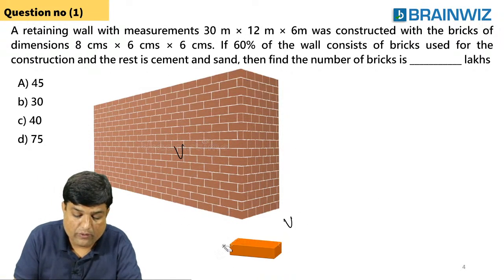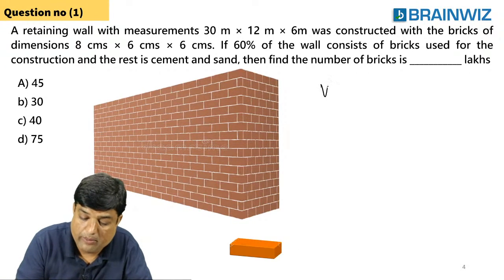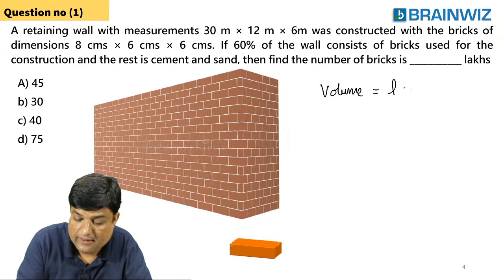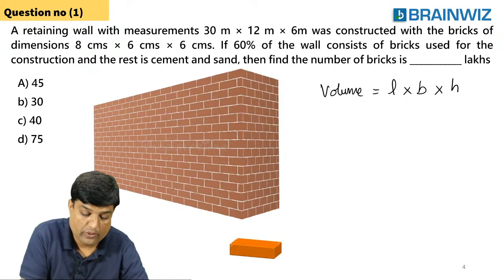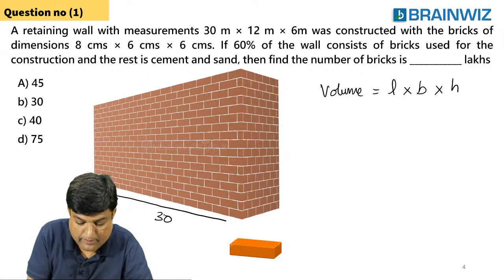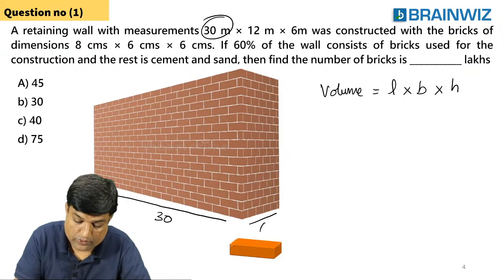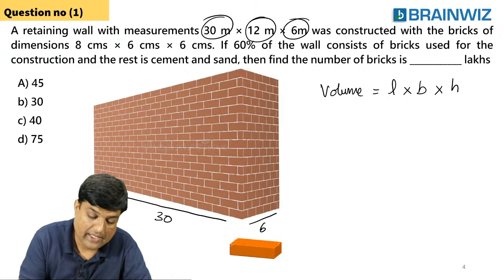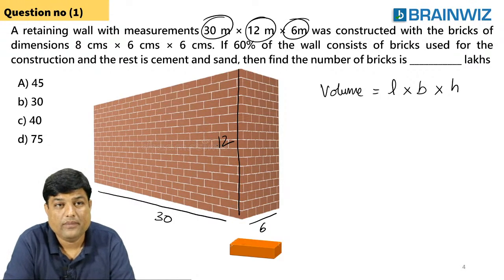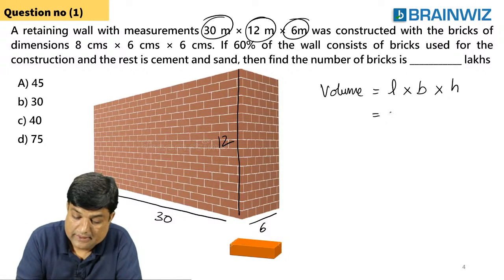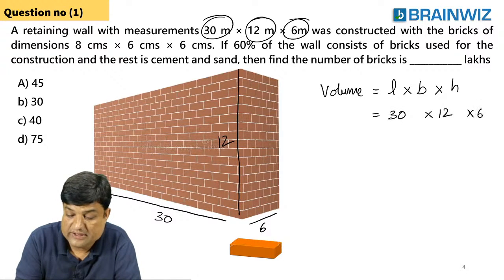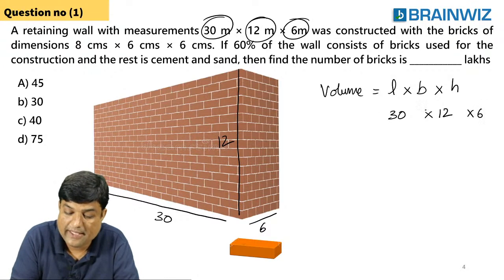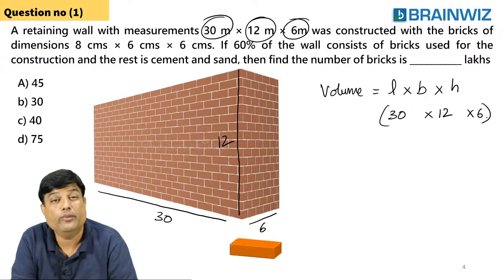Now, how to find out the volume of the wall? Volume can be found out by length multiplied by breadth multiplied by height. Are you understanding, guys? Let's find out the volume. He told you this is 30, and this is 6, mentioned here. And the height, let's call this 12. Following everyone? Clear? So the volume is 30 meter multiplied by 12 meter multiplied by 6 meter. I'm telling you, meter. When you multiply all these, this is the volume of the wall.